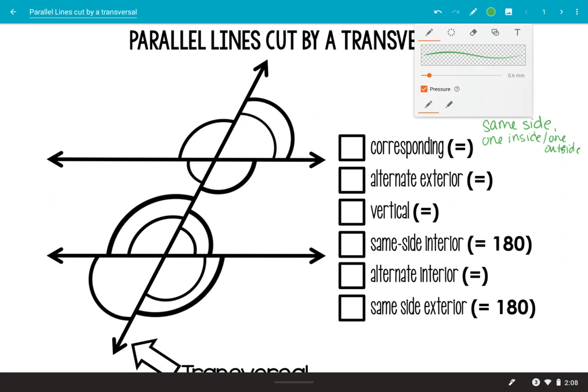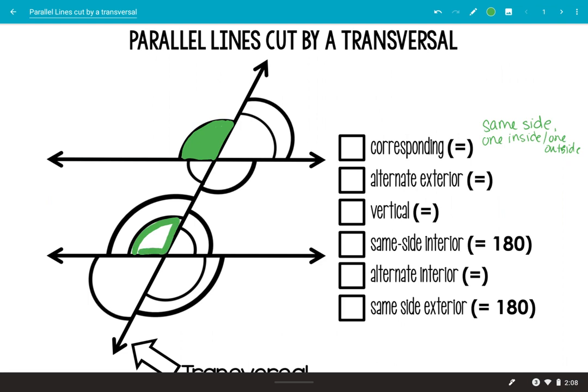And with these, the ones that are corresponding could be anything as long as they're on the same side of this transversal, which is this line going up and down, one inside and one outside. And I'm going to choose this one. And I'm going to color code it so it makes it easier. And one over here. So these are going to be called corresponding. And I would write this down on your notes so you have it.